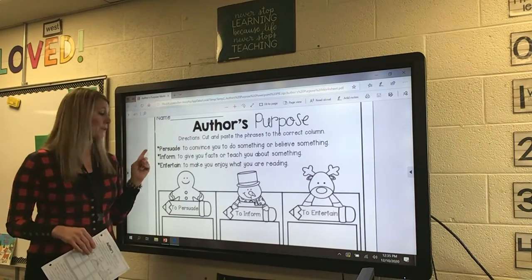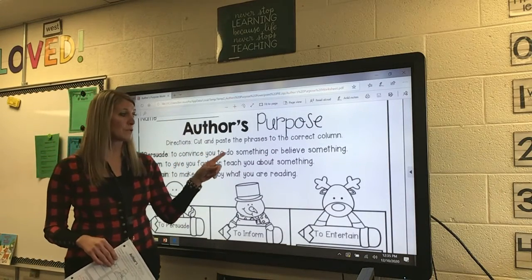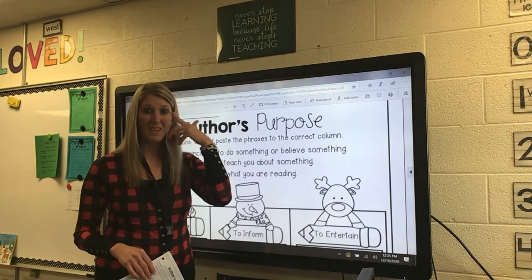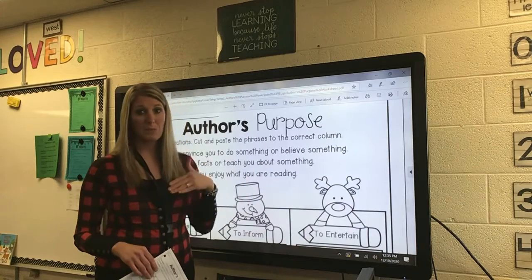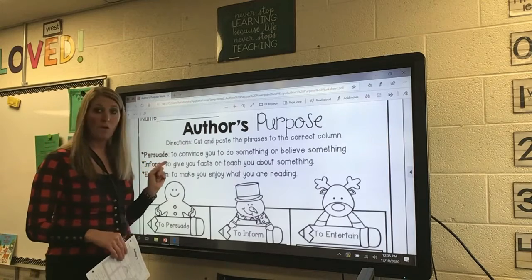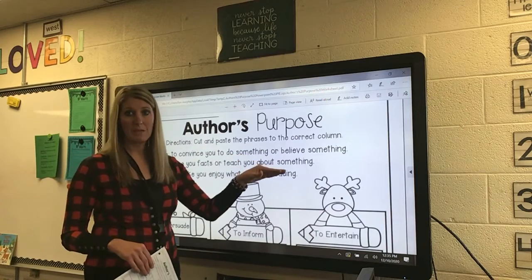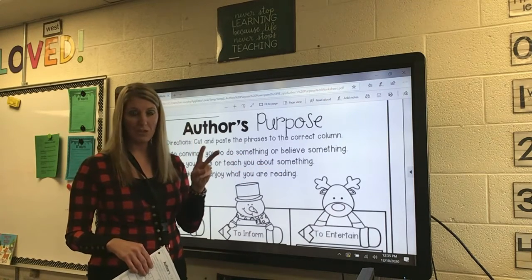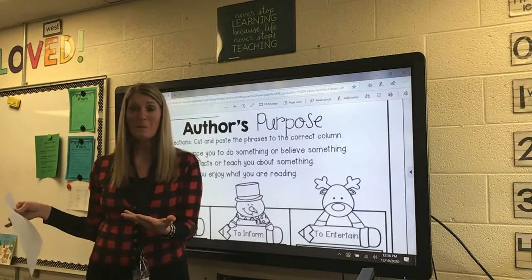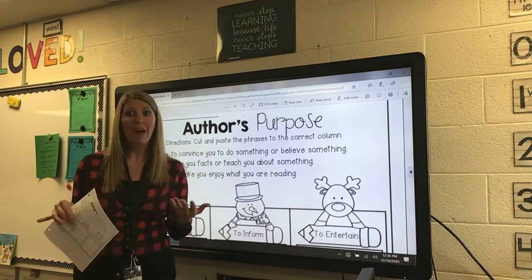Now, let's review. Persuade is to convince you to do something or believe something. So it makes you think that something is what you are trying to persuade them. So you're kind of trying to persuade them to change their mind. To inform is to give you facts or teach you about something. So inform is facts or information. It's teaching you. So when Mrs. Murphy teaches you, I'm informing you. Or when I write something down, I'm informing you. I'm trying to teach you. I'm trying to give you facts and information.